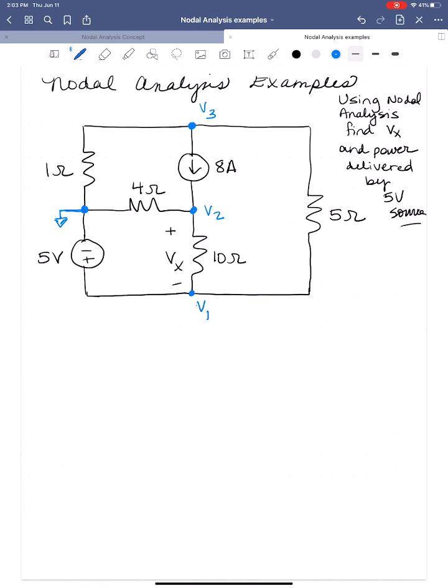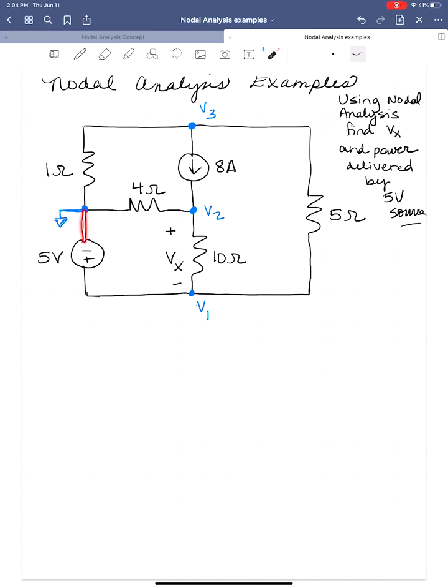Why did I choose this one to be the reference node? It's because I've got this voltage source here, and it is isolated between 2 nodes, meaning there's no resistor, no other element between the source itself and the 2 nodes on either side. What this allows us to do is solve for one of the node voltage variables immediately if we choose one of them to be the reference node.